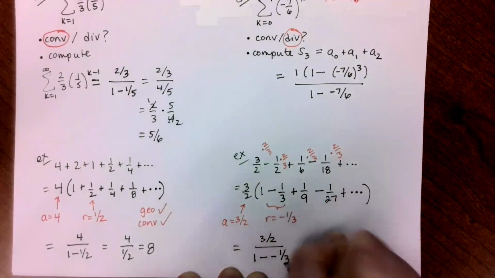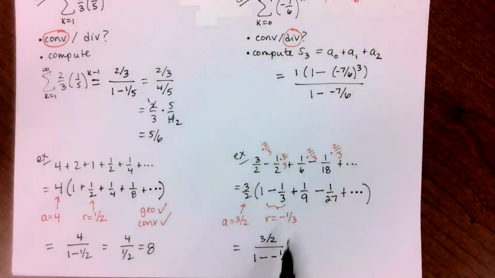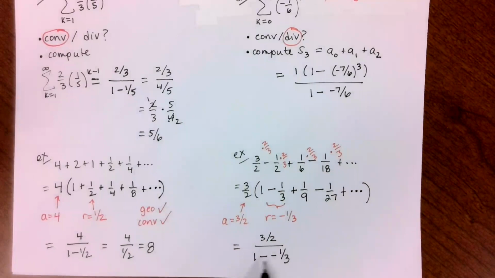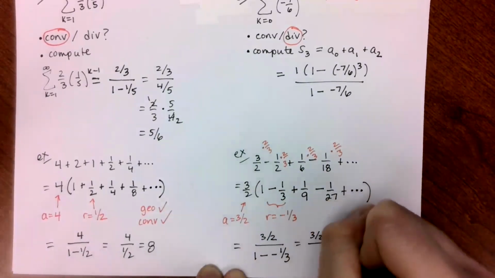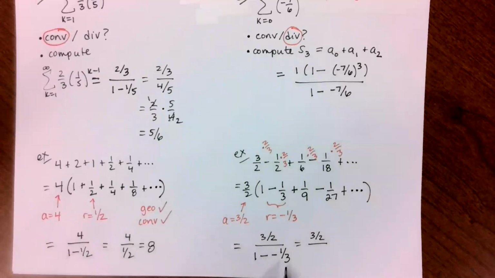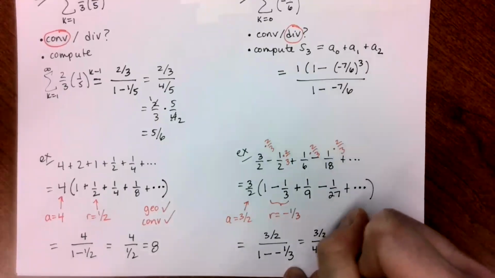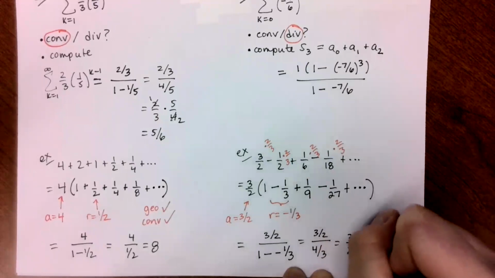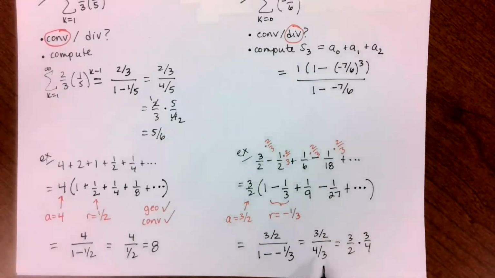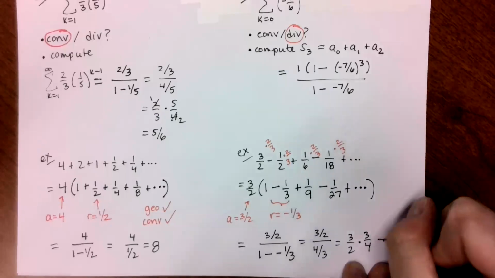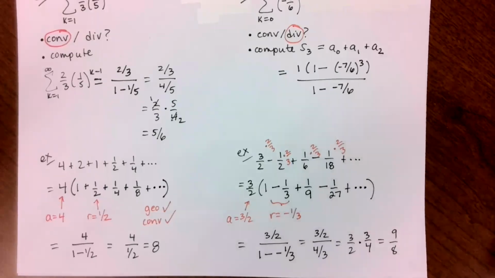Notice that the R being negative is really important right here because I'm doing minus a negative 1/3, which is actually addition. So this is 3/2 over 1 plus 1/3. That's 4/3. So I have 3 halves times 3 fourths, just writing the reciprocal of the denominator. And I get 9/8 as my total.